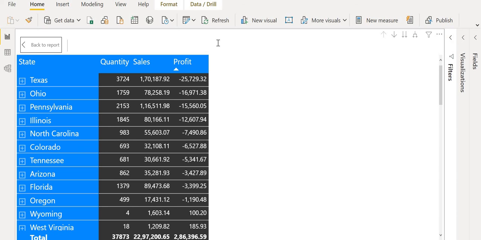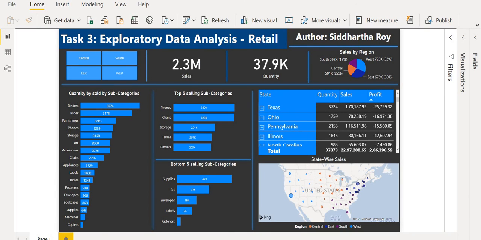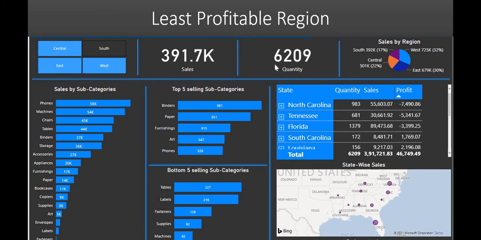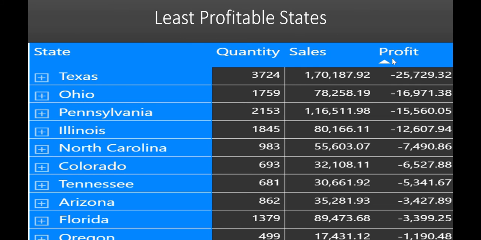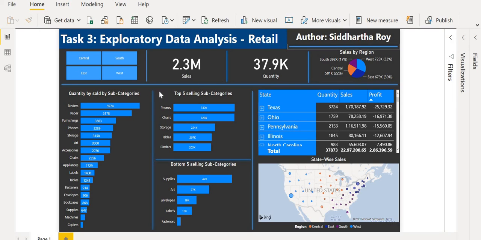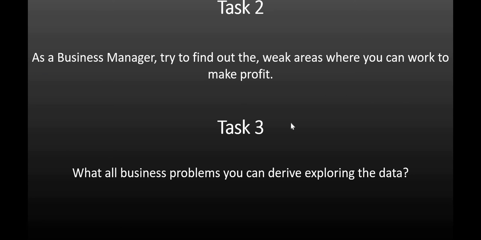Let us go back to the report again. As we discussed, the least profit will look like this, and the states with least sales will look like this. Let's go to the dashboard again. As in task 3, let us move to task 3. It asks what business problems you can derive by exploring the data and the weak areas.